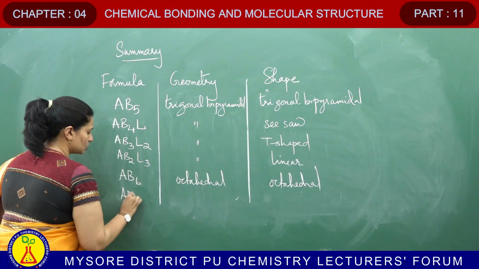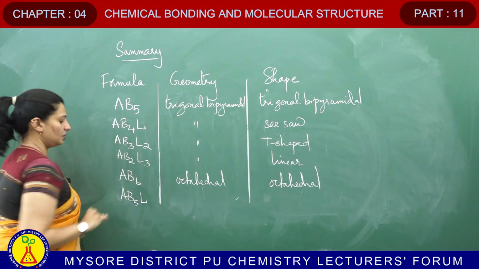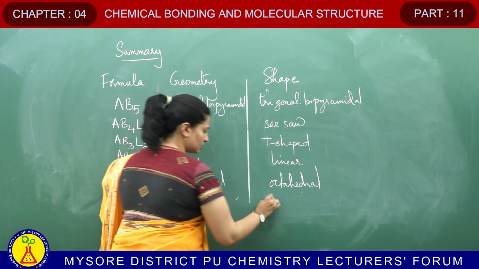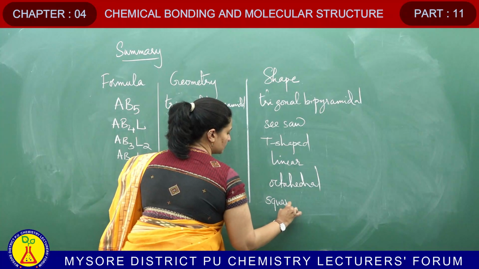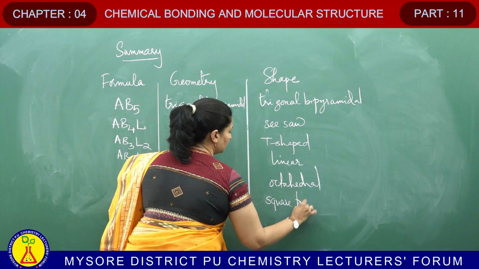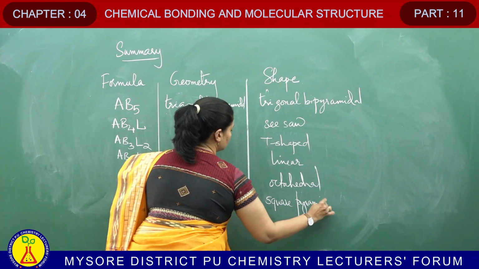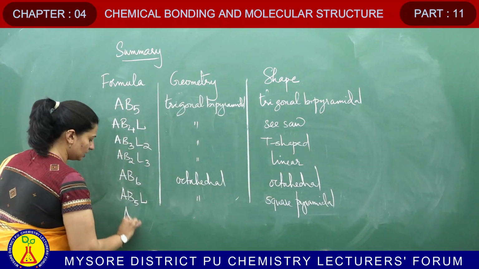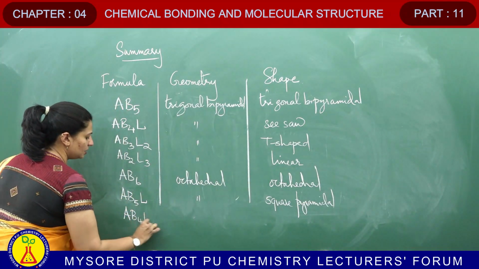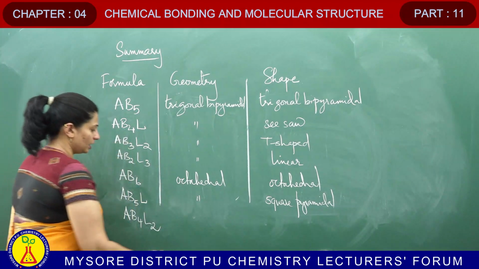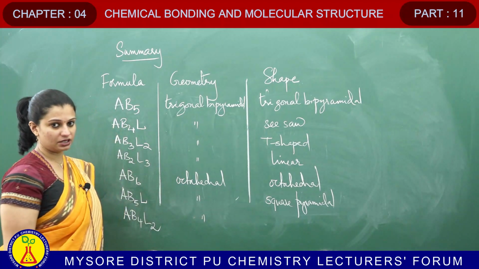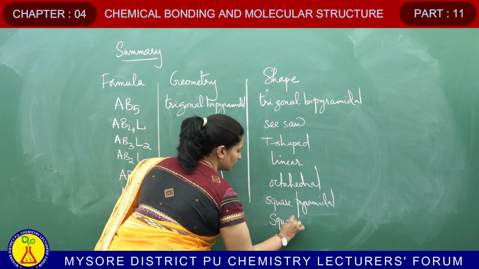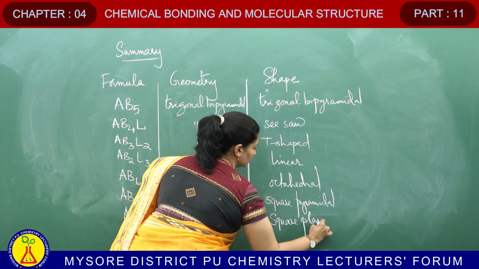The last two under this summary, so AB5L, the geometry is still octahedral, but the shape has become square pyramidal, only pyramidal, not bipyramidal, correct? So it is square pyramidal. And the last one, which is AB4L2. So AB4L2, the geometry remains octahedral, but the shape has now become square planar.